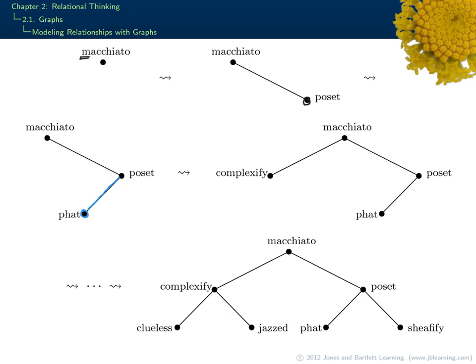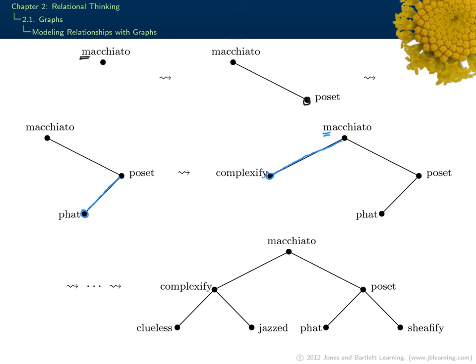All right, so now we go to the next word in the list, which was complexify. So we start once again at the top with macchiato. We ask ourselves, does complexify come after macchiato or before macchiato alphabetically? It comes before macchiato, and so we move down and to the left and establish this new vertex at complexify and establish this new edge.